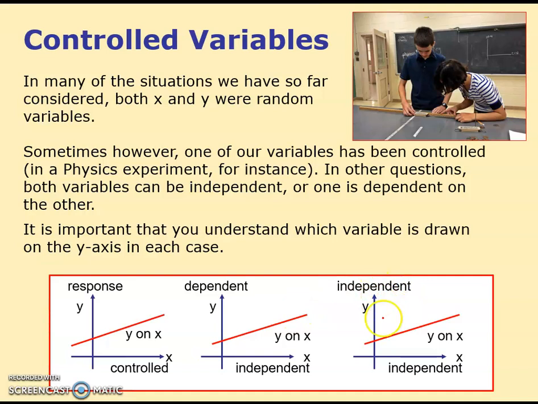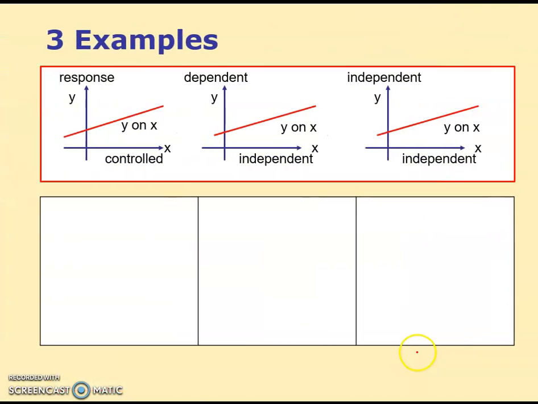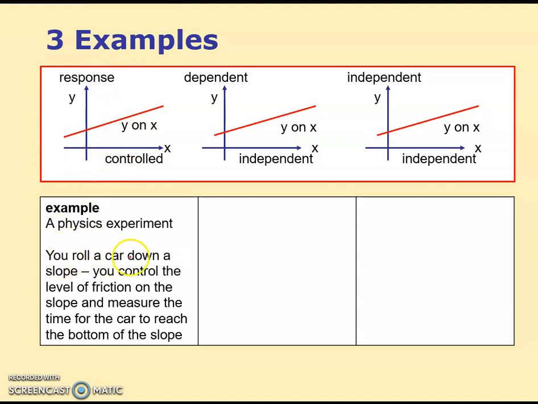If you get two independent variables, you can theoretically put them either way round. I'll give you an example of these three types of scenarios. My first one, the controlled response: I've already given you an example about putting the mass on the end of a spring. I thought of another one: you roll a car down a slope. You might put different types of friction, and you might know the coefficient of friction for the slope, and you measure the time it takes for the car to reach the bottom of the slope. So you can control the level of friction on the slope, and the time it takes to get to the bottom is your response.